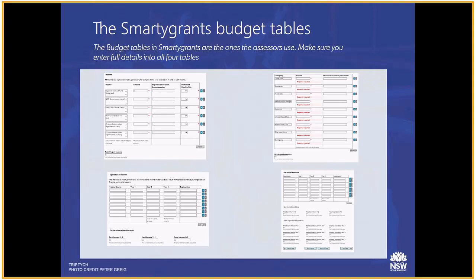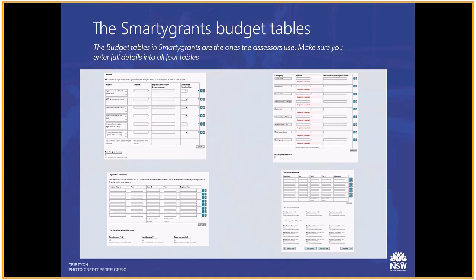The budget in the Smarty Grants application form is in sections 7 and 8 of the form. If you want to look at the budget pages in your own Smarty Grants application form, hit pause now and open it up. The tables you can see pictured on the screen are the 4 tables that you must populate. These are capital income, capital expenditure, ongoing operational income, and ongoing operational expenditure. Budget capital income. A few things to note about the budgets in general is that the budget tables automatically calculate.